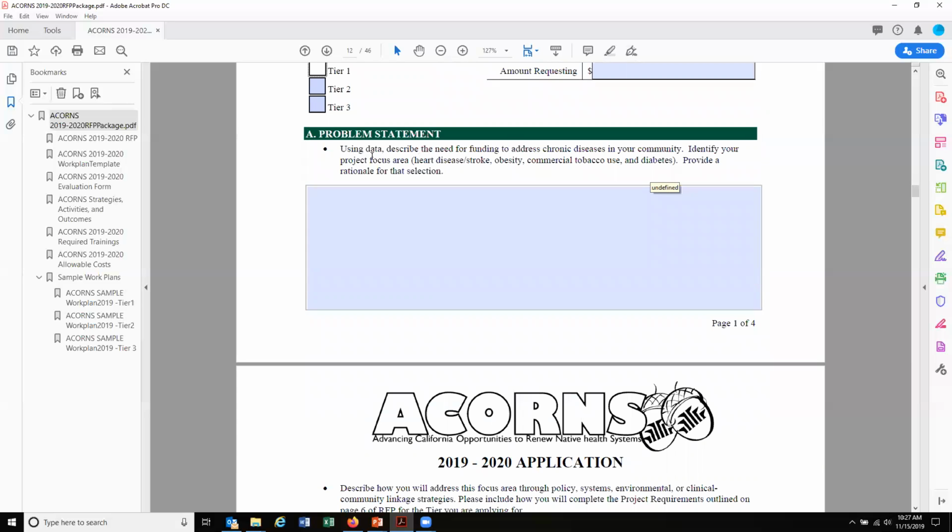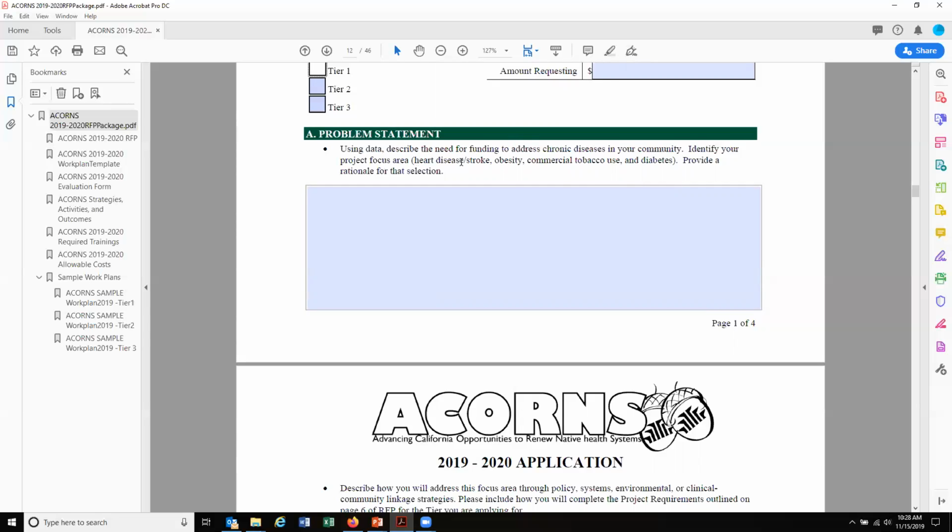This first piece of the application requirement is your problem statement. This says, using data, describe the need for funding to address chronic diseases in your community. Identify your project focus area, which can be heart disease, stroke, obesity, commercial tobacco use, and diabetes, and provide a rationale for that selection. So in this statement, you should be using data from your community, from your tribal health program, from previous community health assessments, from the California Tribal Epidemiology Center, CTEC, which is housed within CRIB, to get information or data that supports the need to have a chronic disease prevention program in your community.